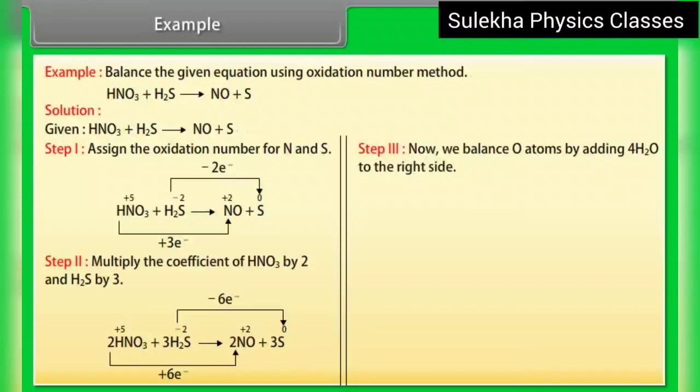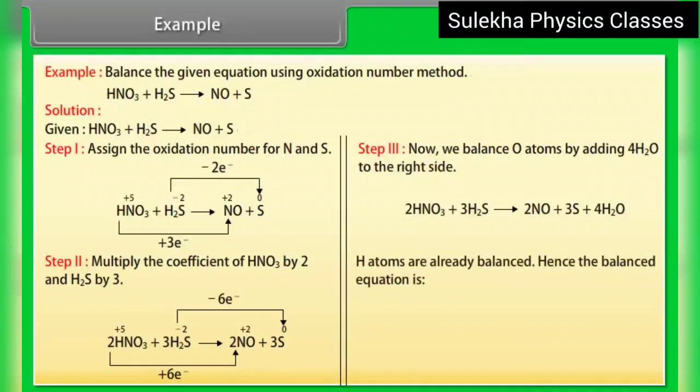Step 3. Now we balance O atoms by adding 4H2O to the right side. H atoms are already balanced, hence the balanced equation is 2HNO3 plus 3H2S gives rise to 2NO plus 3S plus 4H2O.